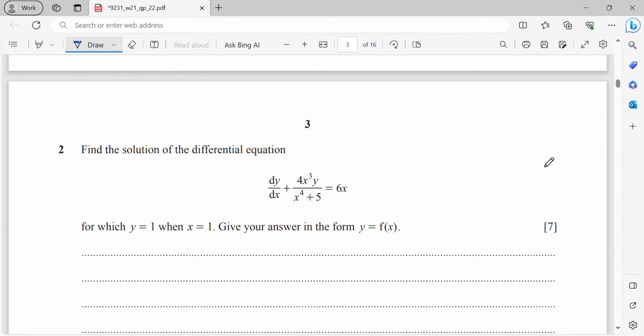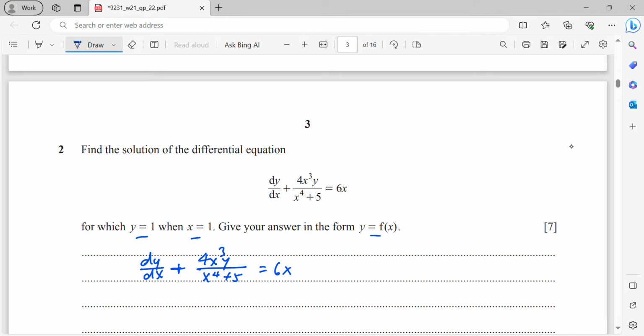Now, for question number 2, find the solution of the differential equation for which y equals 1 where x equals 1. Give your answer in the form of y equals f(x). So now, our differential equation is dy/dx plus 4x cubed y over x to the power 4 plus 5 equals 6x. Okay, so for this question, obviously we cannot solve using separable variables.